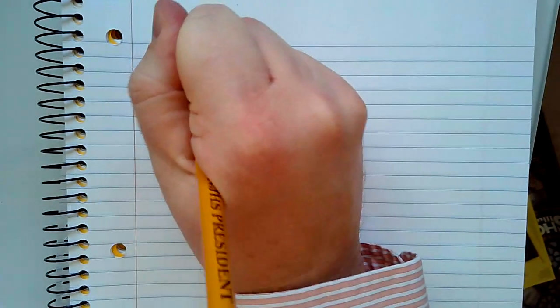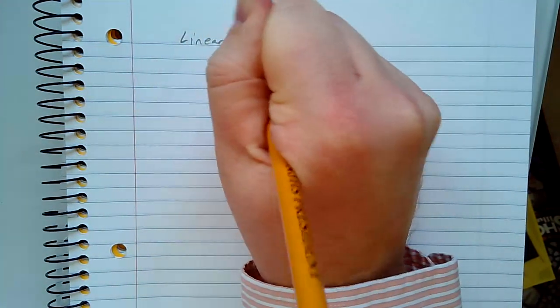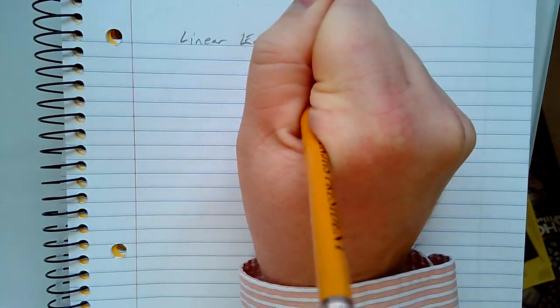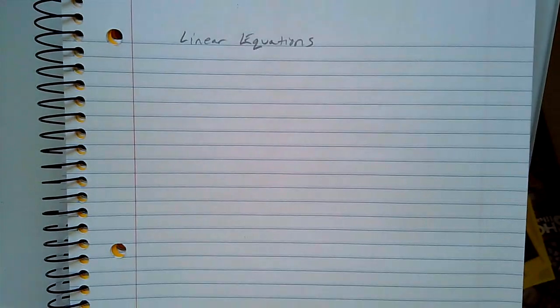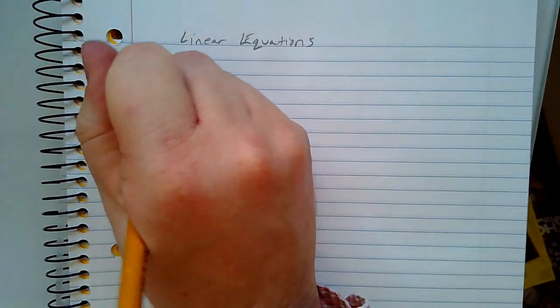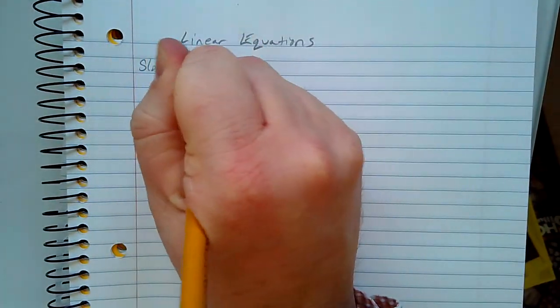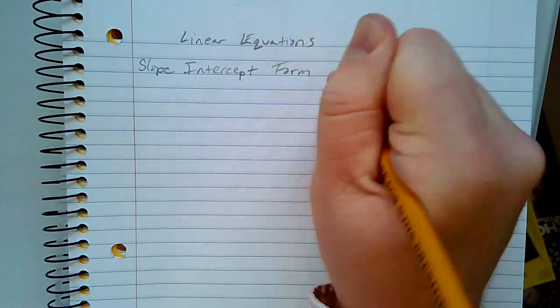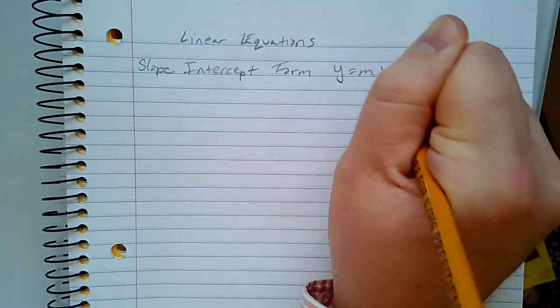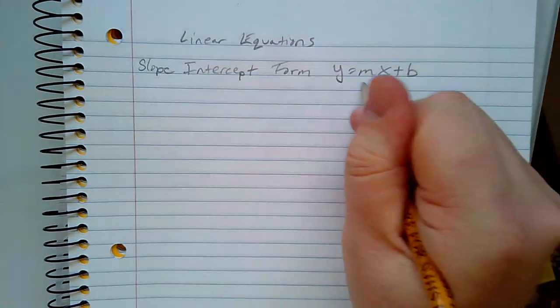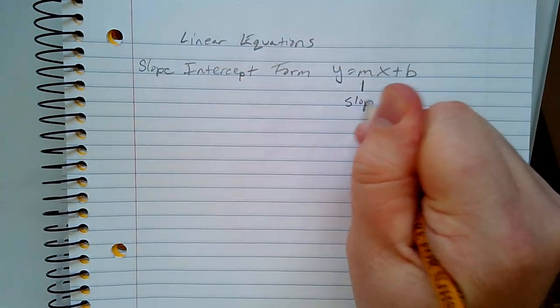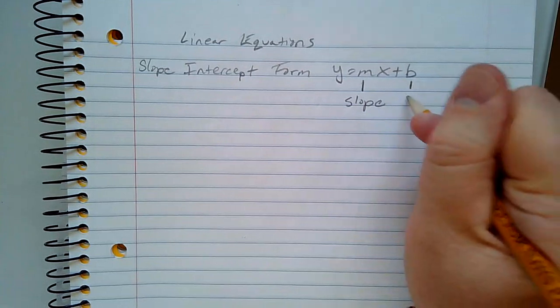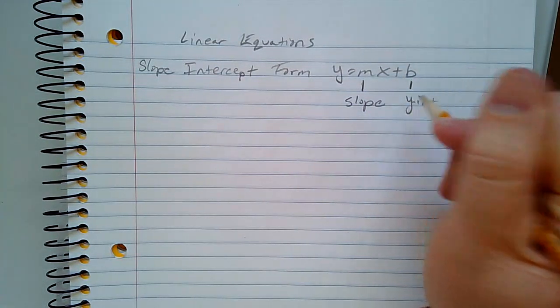All right, this video is a couple of reminders about linear equations. There are a few different types. We have slope-intercept form, which is the most common one. It's y equals mx plus b, where m is your slope and b is your y-intercept.